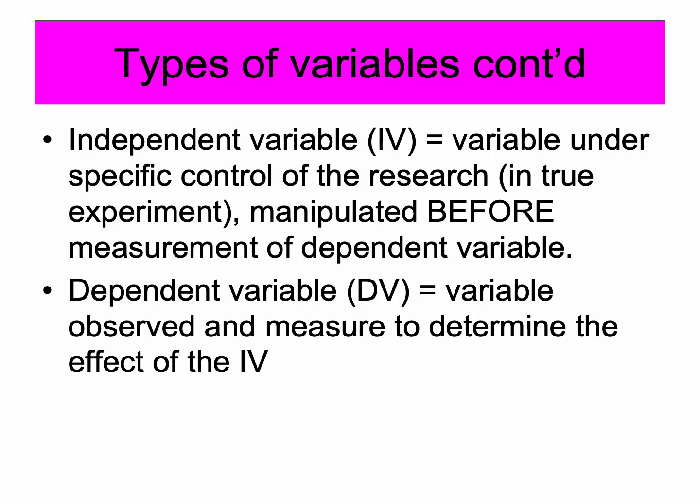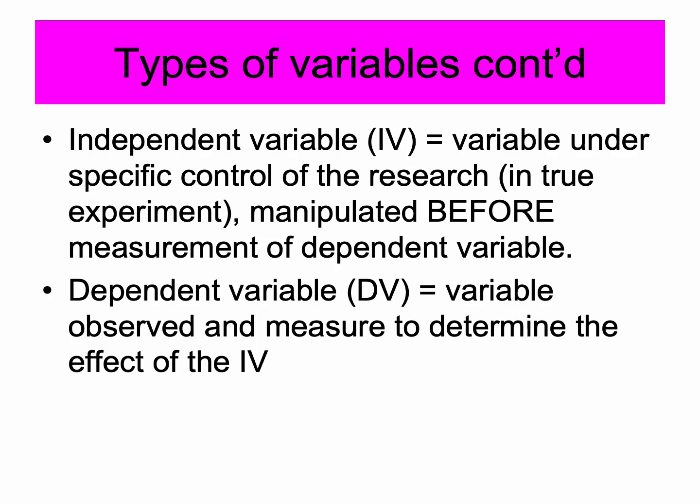Right, so independent variables, or IVs, which we'll often refer to throughout the course, are the variables that are under the control of the researcher. If you're running a true experiment, they're manipulated before you measure the dependent variable, or the DV. The dependent variable, on the other hand, is the variable that you're observing and measuring to determine what the effect of the IV was.